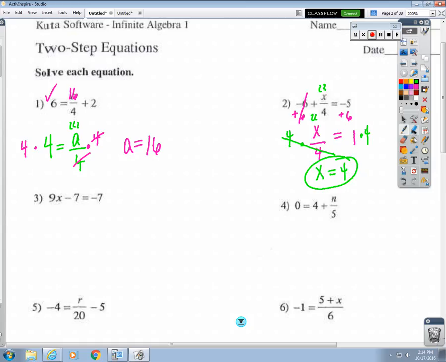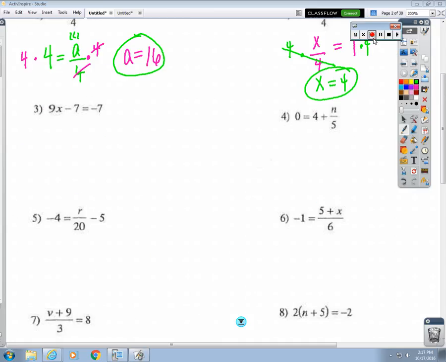Not yet. Okay, you should always check them. Okay, 4 goes right here. 4 divided by 4 is 1. What's 1 plus a negative 6? Negative 5, so we did it right. Okay, go ahead and try 3, 4, and 5 by yourself.